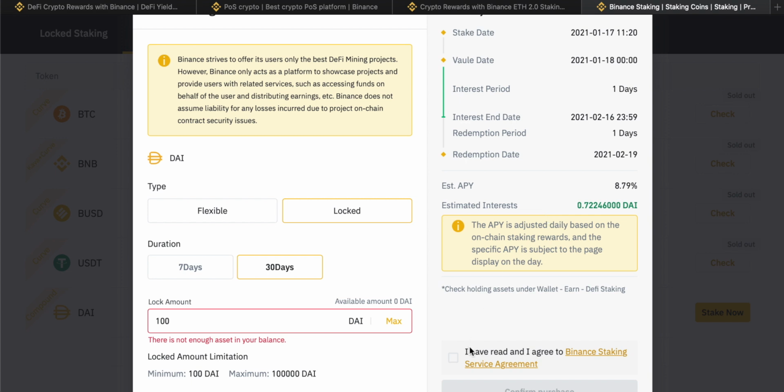You can then just come down here. I have read the terms and conditions and agree, and then just go and literally stake your coins. That's all you need to do, and make sure you have those coins on account. Of course, it won't let you do that if you don't have them on account in the first place.